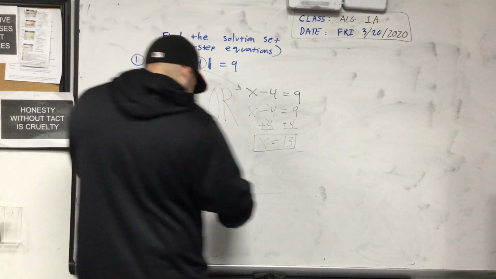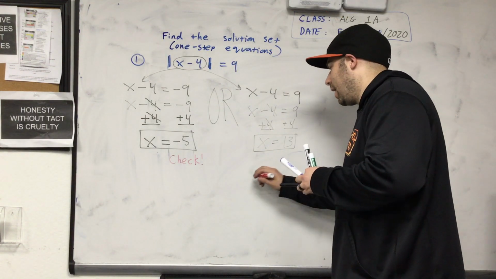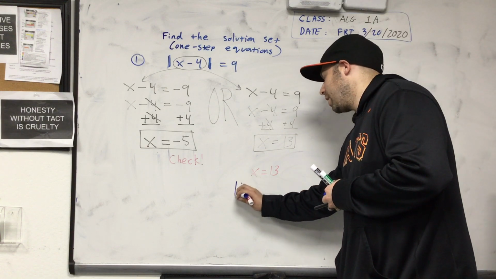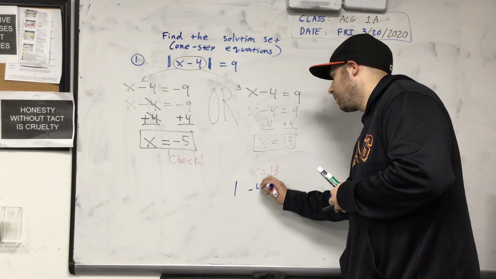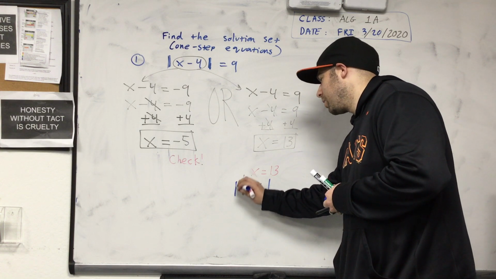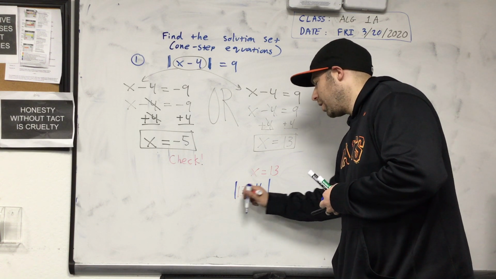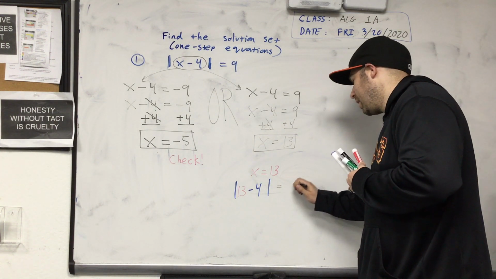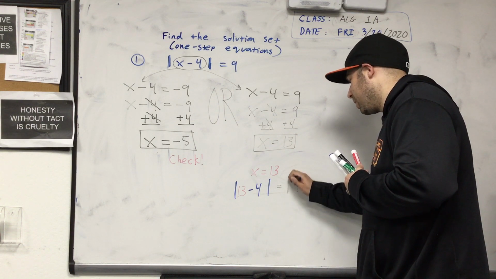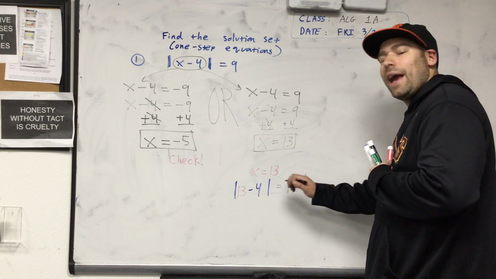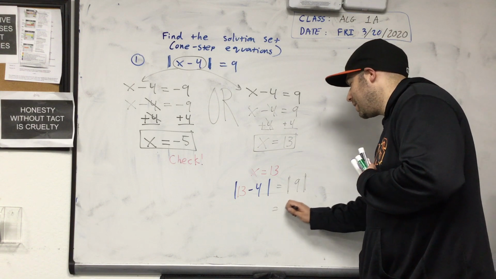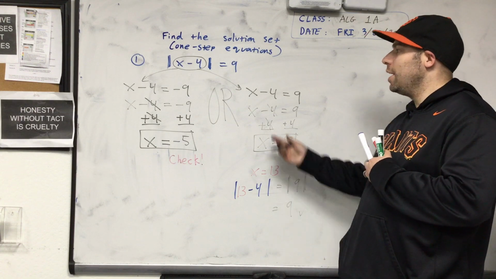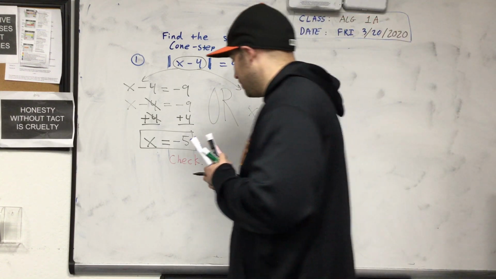So I'm going to check on the right side. I'm going to plug in x equals 13 into the equation. So let's say I go blank minus 4, and I'm going to see where this route takes me. So if I go 13 minus 4, that's going to get me 9 in the absolute value bars. And the absolute value of 9 is 9. Check. That's what I wanted. But is that the only solution that satisfies that equation? No.